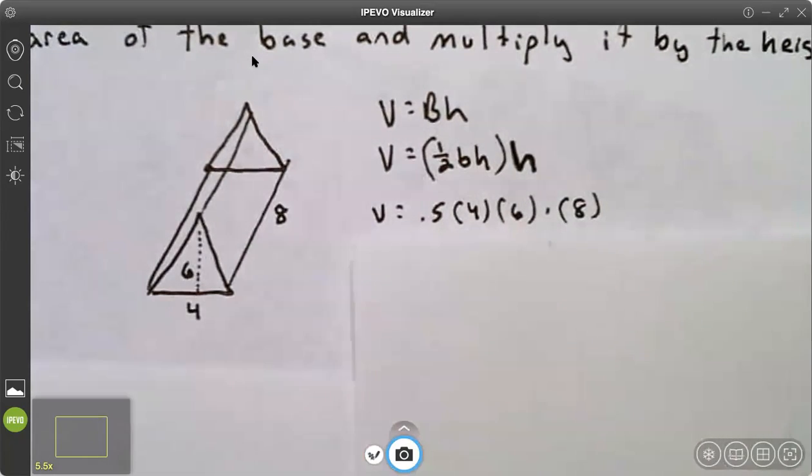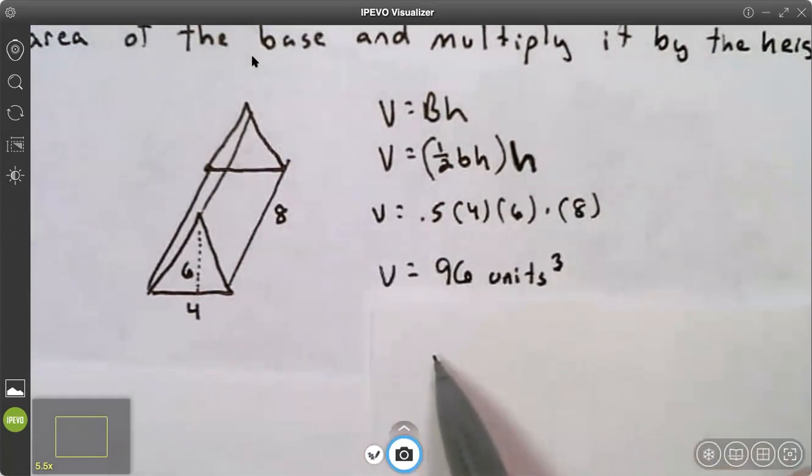You can multiply these straight across or a little bit at a time, up to you. But when you multiply those four numbers together, the answer is 96 cubic units. Area is 2-dimensional to the second power. Volume is 3-dimensional to the third power.